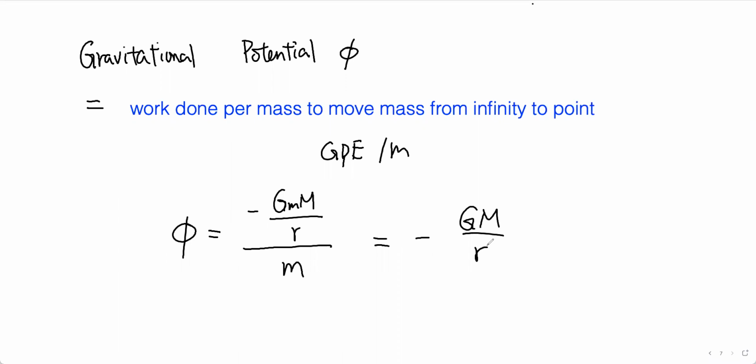Now, actually, in total, we've learned about 4 quantities: gravitational force, gravitational field strength, gravitational potential energy, and gravitational potential. In total, 4.